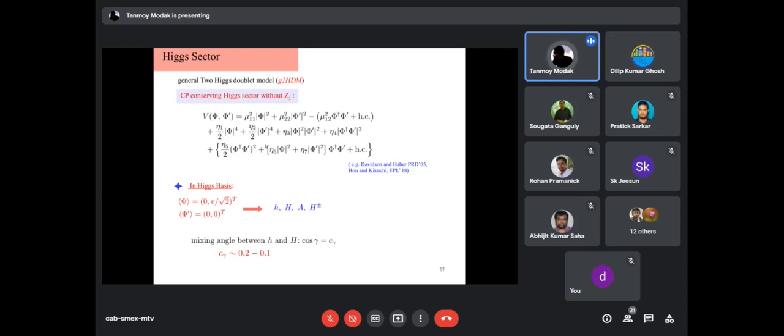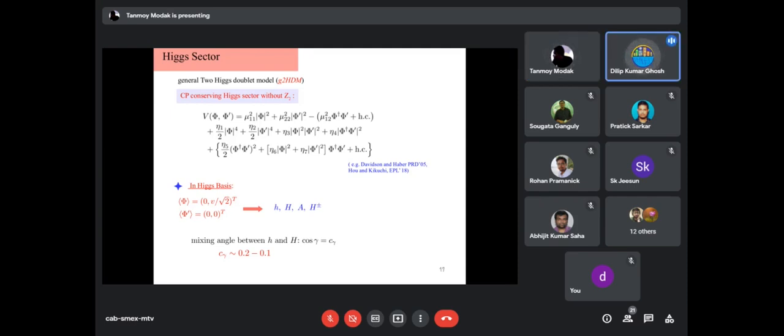Okay, so at tree level we do not have CP violation in the Higgs sector. In the potential, the parameters are all CP conserving, and there is no mixing between the scalar and pseudoscalar. No mixing. At one loop they will be generated.